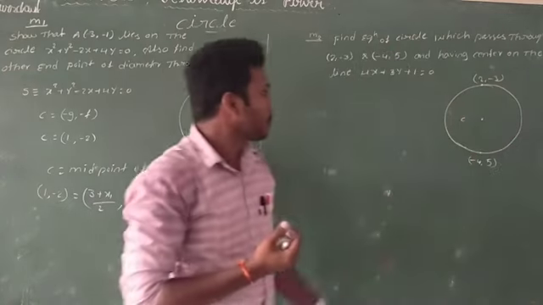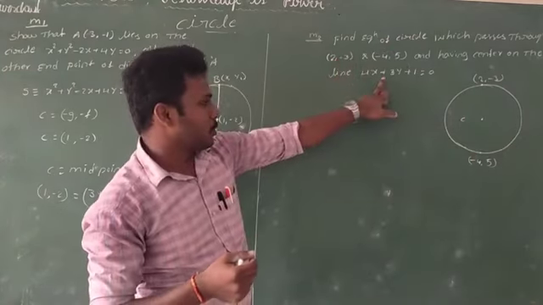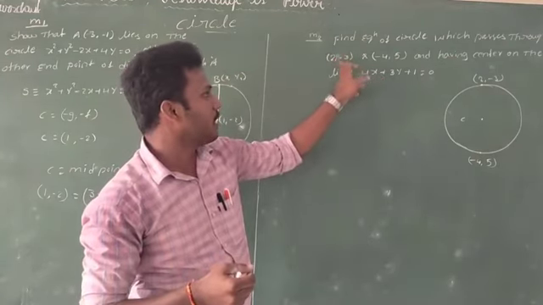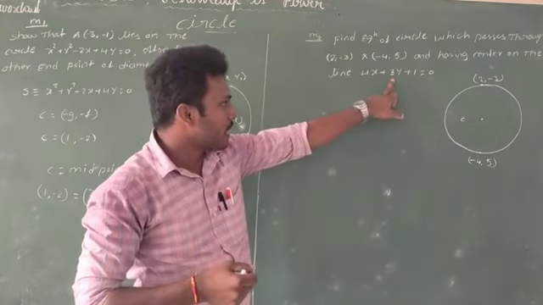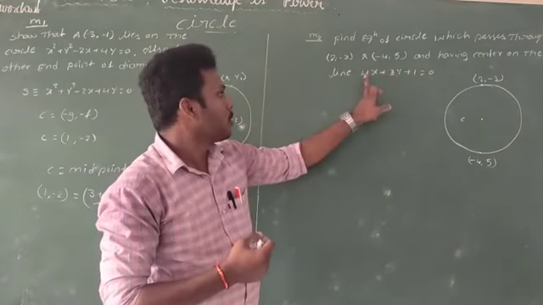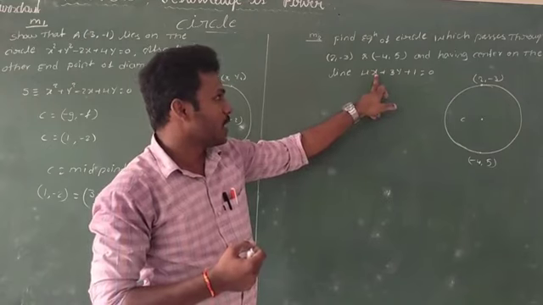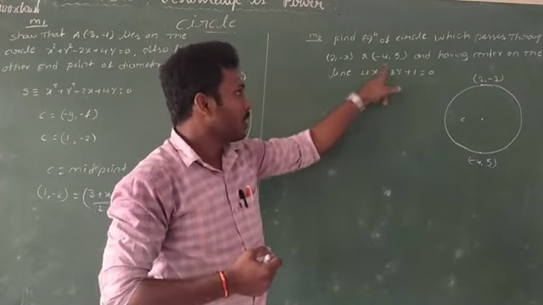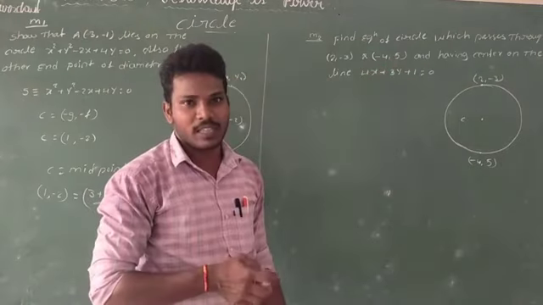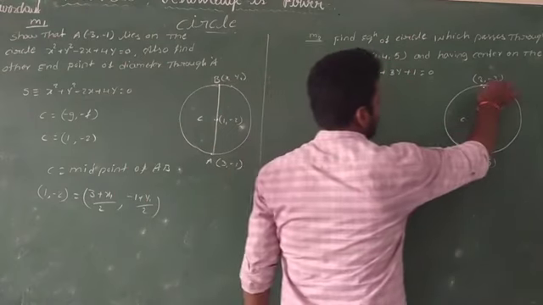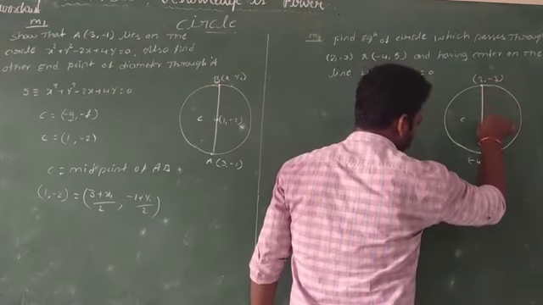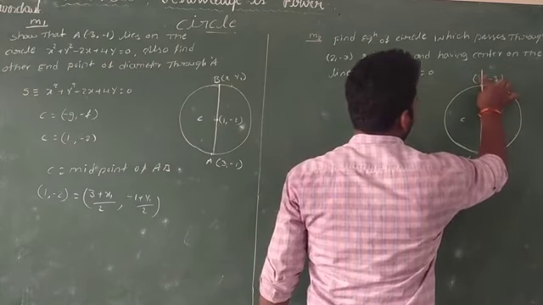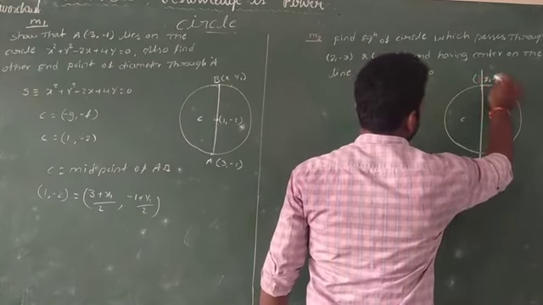When you observe, substitute 2 comma minus 3 on this line. If 2 is the x value and minus 3 is the y value, then substitute in the line equation, it becomes satisfied. 2 into 2 is 4, 3 into minus 3 is minus 9, plus 1, it becomes 0, satisfied. And minus 4 comma 5 is also satisfied for this equation. That's why the line is definitely passing through these two points.